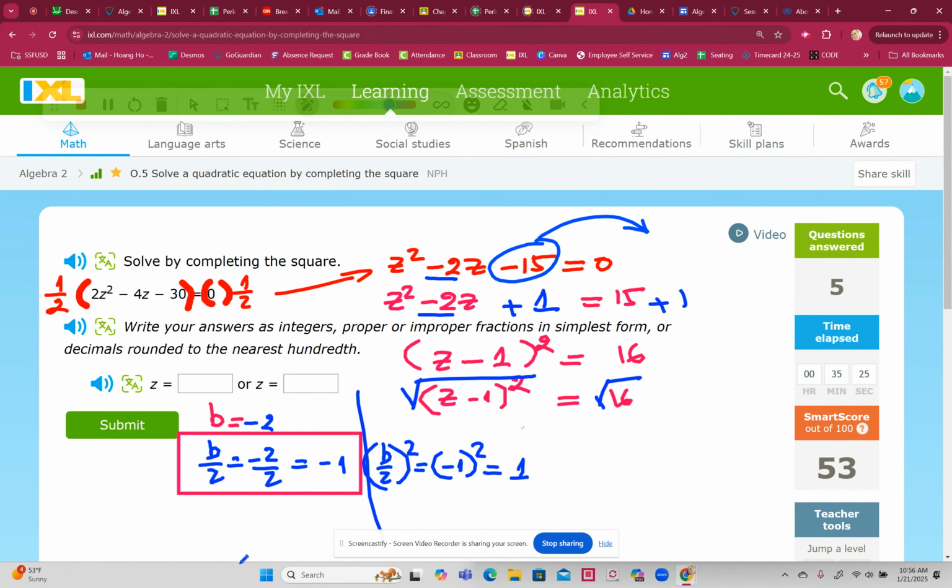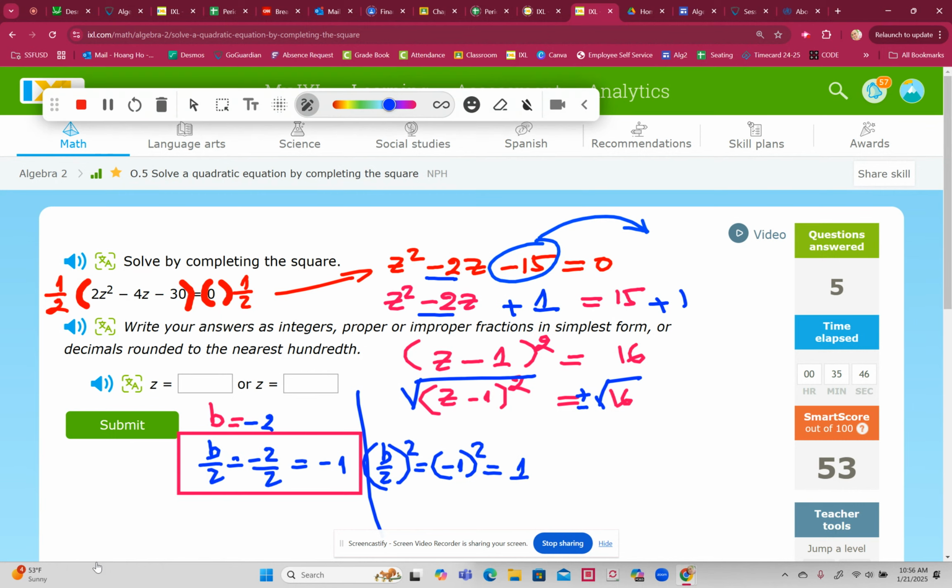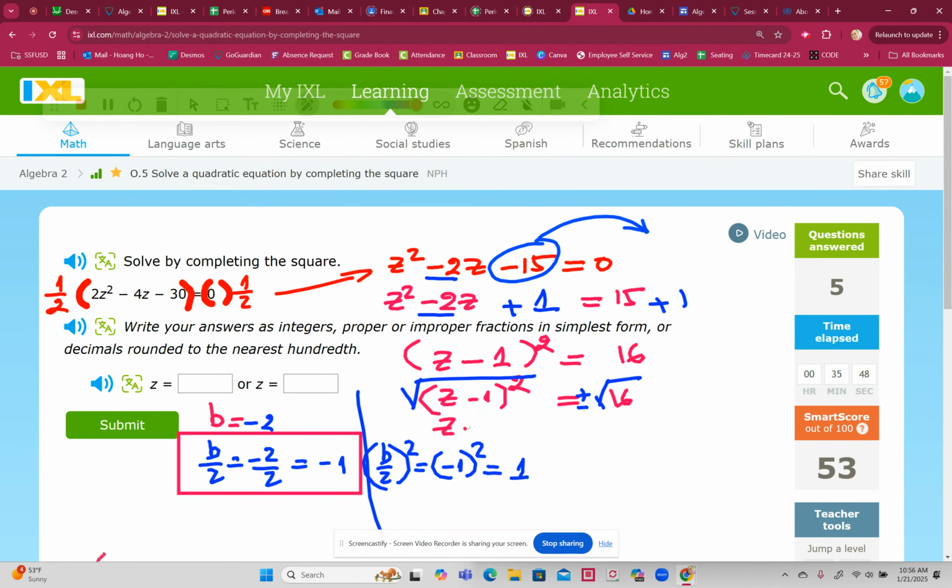What is missing, Sophie? What is missing on the right side? When you take the square root, plus and minus. Okay, so now on the left side you see the square root and power 2 cancel out. So now you have z subtract 1. But the square root of 16, what is it, Sophie? 4.